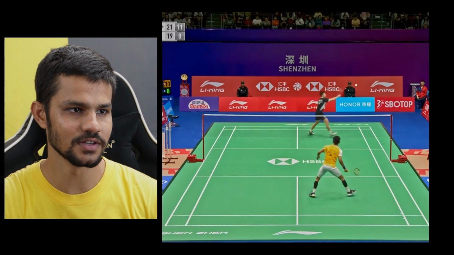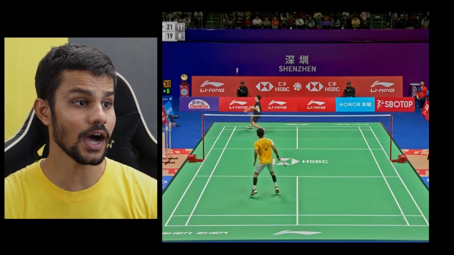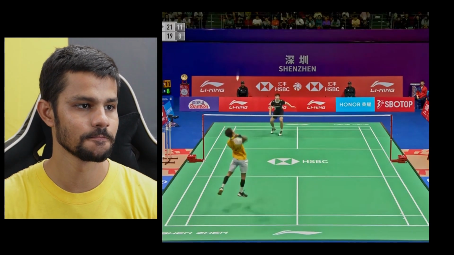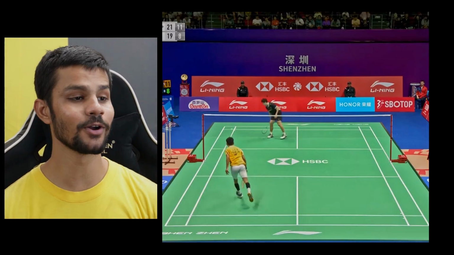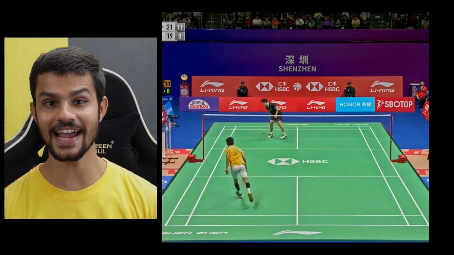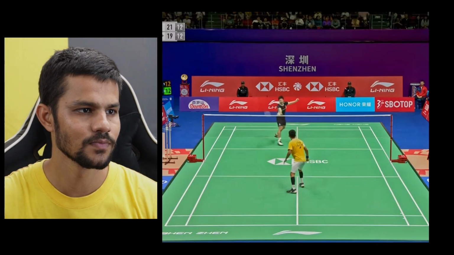Finish it. Yes. Nice backhand shot. Nice. Right now, this is placing. I will not say that this is attack, but this is placing. This is perfect placing from Sen Lakshya.